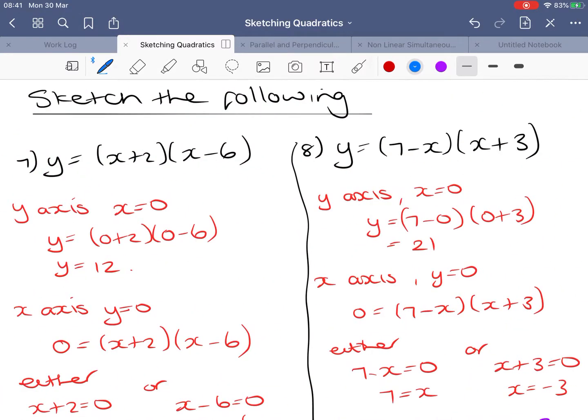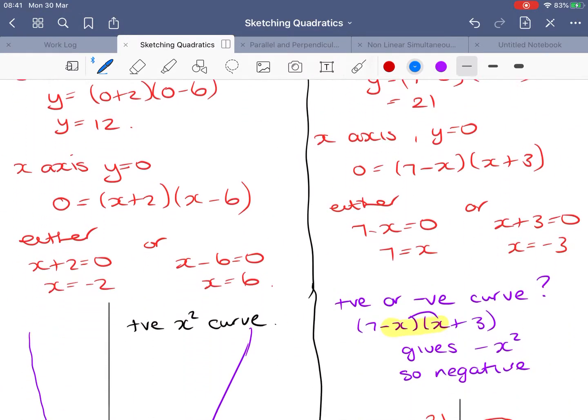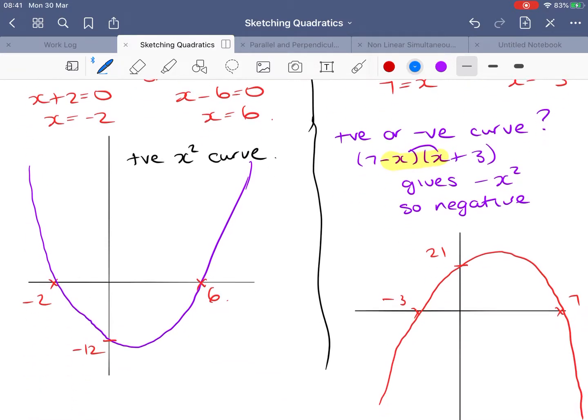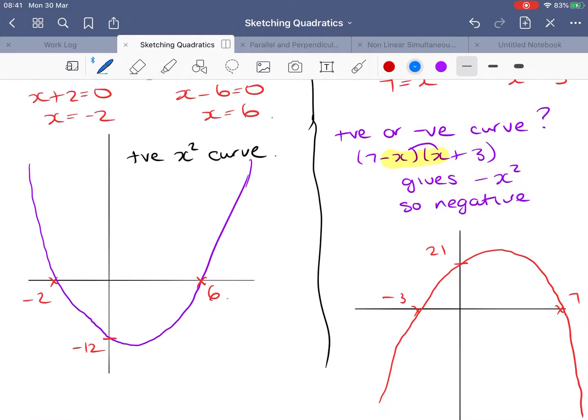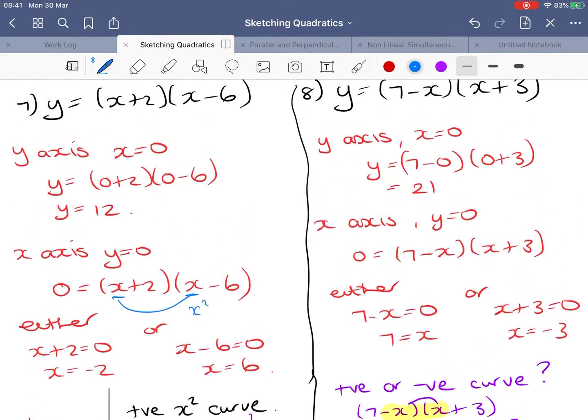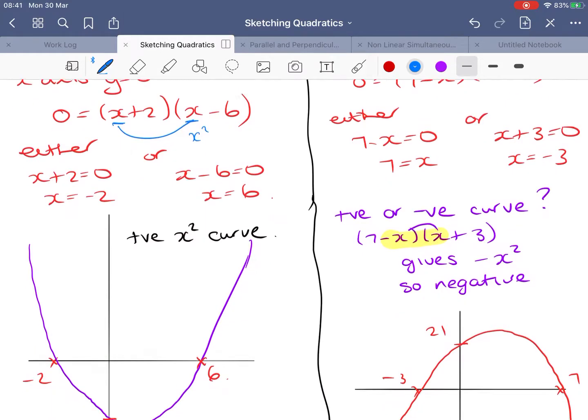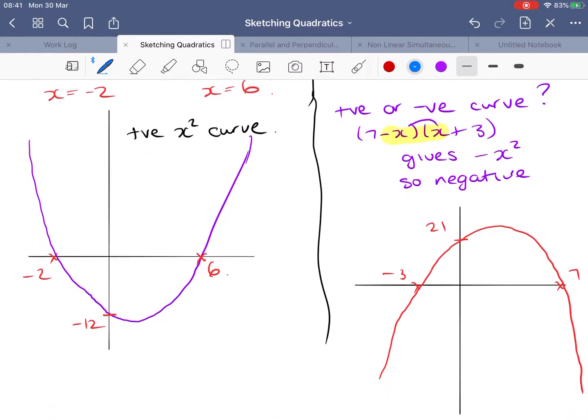And the last two, it was already factorised for you. We know it's going to be a positive quadratic because this times this is going to make x squared. And so we end up with a curve that looks like this. And the last one, again, it was already factorised. But when we look at this, we're going to get a minus x squared. So we know we're going to get a negative quadratic. Everything else is the same though. And so it should have looked like that.